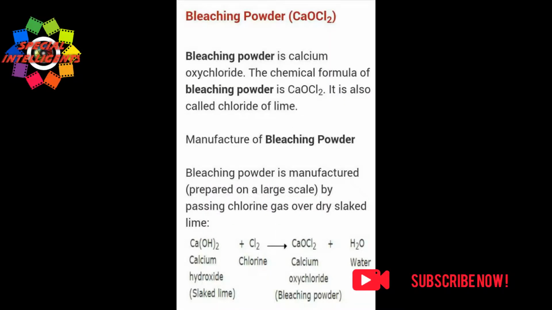Now we will learn about bleaching powder. Bleaching powder is calcium oxochloride. The chemical formula of bleaching powder is CaOCl2. It is also called chloride of lime.